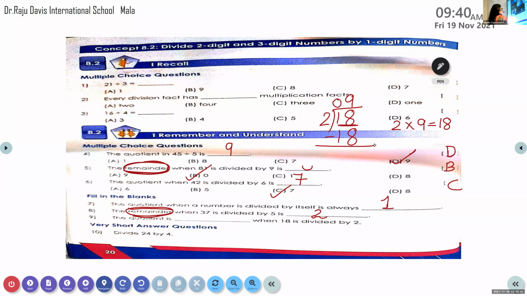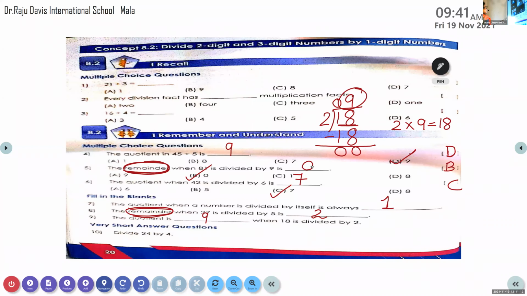Then subtract. 8 minus 8 is 0. And 1 minus 1 is 0. So what is the quotient you got now? The quotient is 9. Yes, this is the quotient. So we got 9 as the answer. Good. Good, Fida.